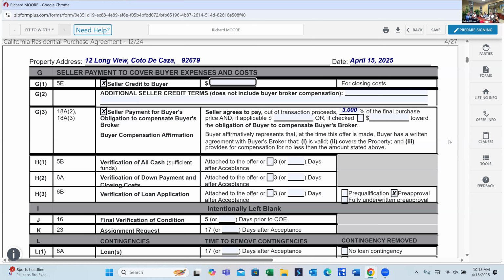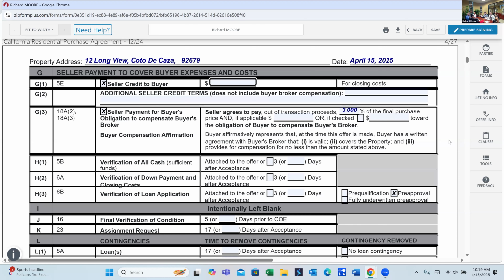And then this is very important, section G3, seller payment for buyer's obligation to compensate buyer's broker. If you're representing the buyer and you want the seller to pay the buyer's agent's commission, then you need to complete this block. And I can assure you that I've witnessed examples in which it wasn't completed and the seller did not pay the agent's commission. So that's a hardship, right? Now you're working for free possibly, depending upon how you fill out the buyer representations, the compensation agreement.